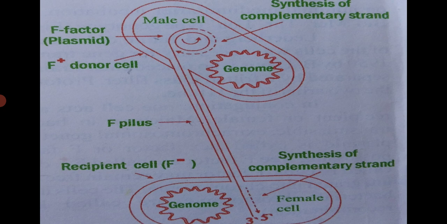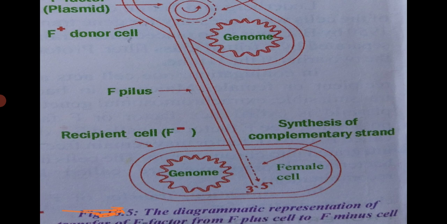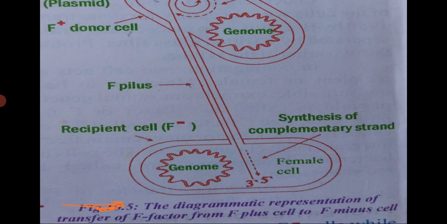In an F plus and F minus cross, one copy of the F factor is received by the F minus cell, while another copy remains in the F plus cell. Thus, the F minus cell is converted to an F plus cell. That means the donor cell remains a donor, but the recipient cell gets converted into a donor. The F minus cell becomes F plus because of this cross.